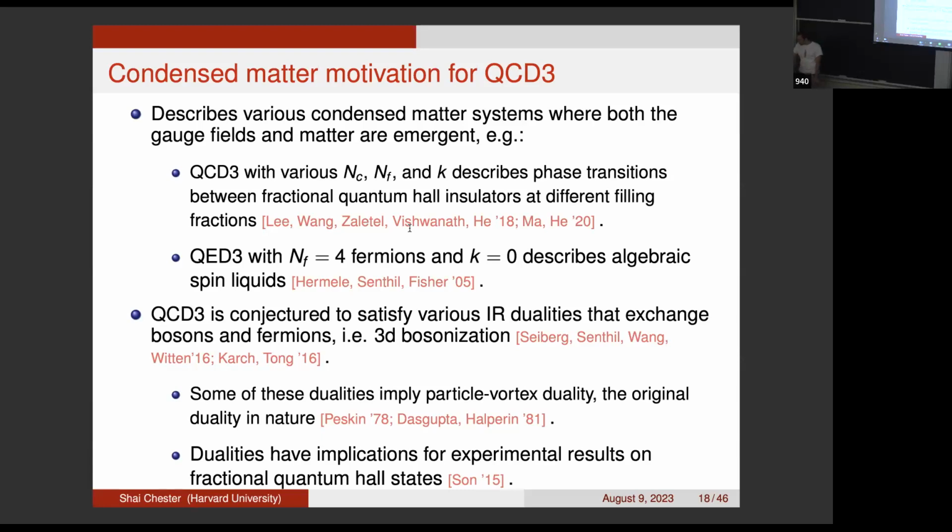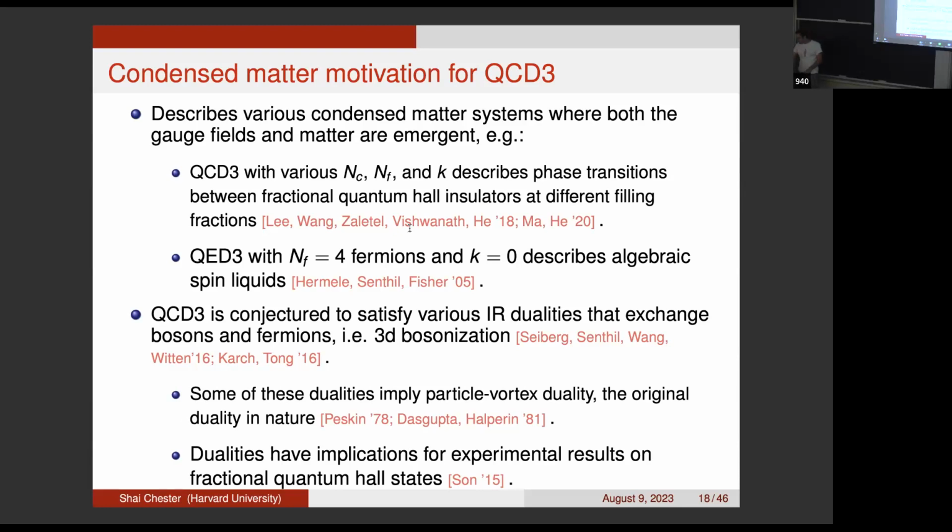Now, one of these dualities was actually known for many years. There's a duality called particle-vortex duality. That is a duality between the O(2) Wilson-Fisher fixed point and scalar QED with one scalar. And that's been proposed since the 70s. The novelty of these dualities, though, is that these were dualities between some theories which had fermions and some theories which had bosons. So that's why you could say it's an example of what people call 3D bosonization.